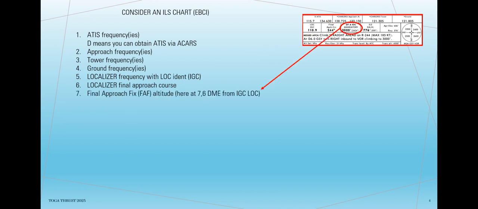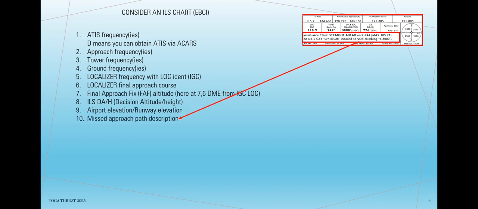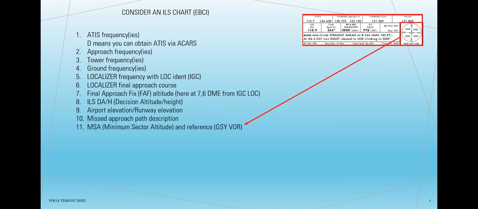Final approach fix, FAF, altitude, here at 7.6 DME from India Golf Charlie lock. ILS decision altitude, height. Airport elevation, runway elevation. Missed approach path description. MSA, minimum sector altitude, and reference, Gulf Sierra Yankee VOR.